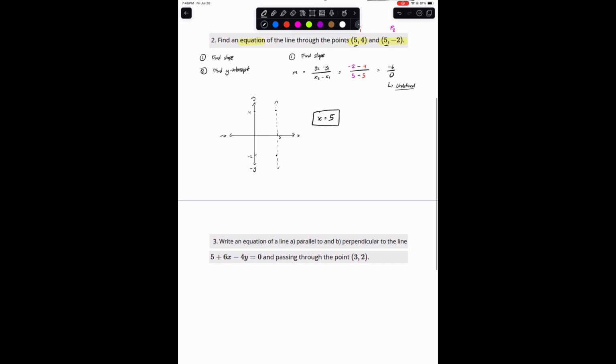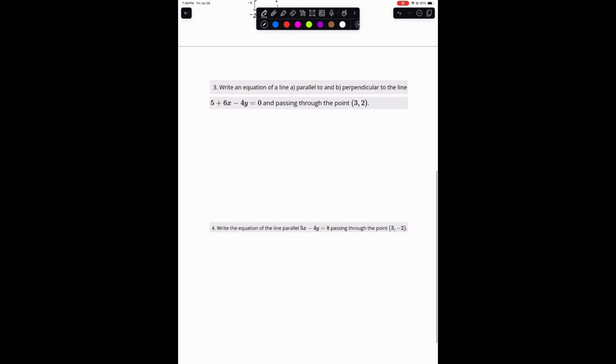Okay. Now, number 3, we need a line that is parallel to this given line, and it goes through this point. Any line that is parallel to that line, I believe.